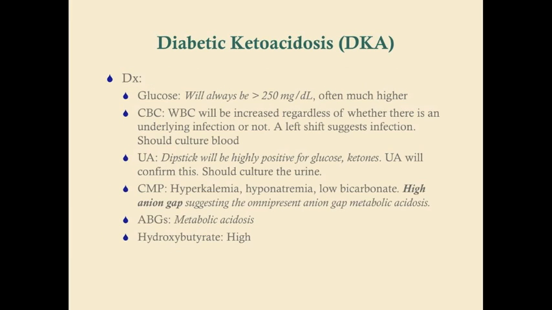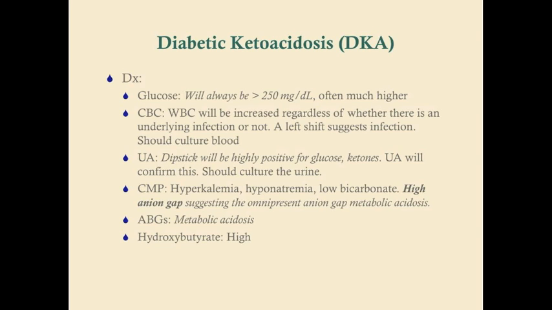So how are we going to make the diagnosis based on all these labs? The glucose level will always be greater than 250 milligrams per deciliter. Often it's much higher. I would say it tends to be even more than 500 or 600 milligrams per deciliter. So you're going to have a very high glucose. Your CBC is important because it could point you towards infection.